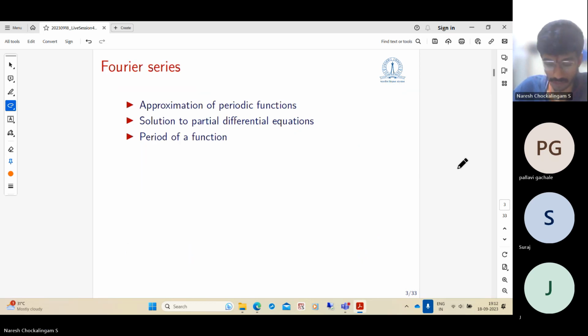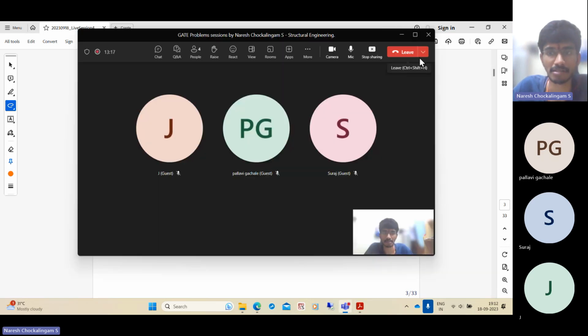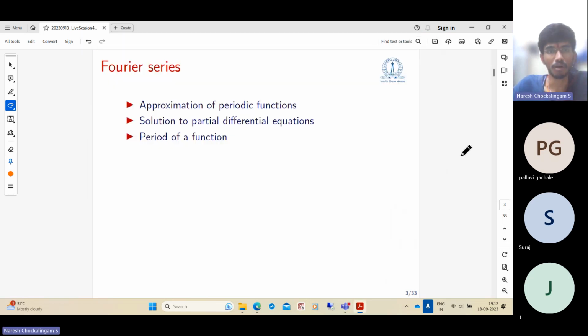So let us get started with Fourier series first, then we'll go to partial differential equations. So what are Fourier series? Fourier series are used to approximate periodic functions. So what are periodic functions first?